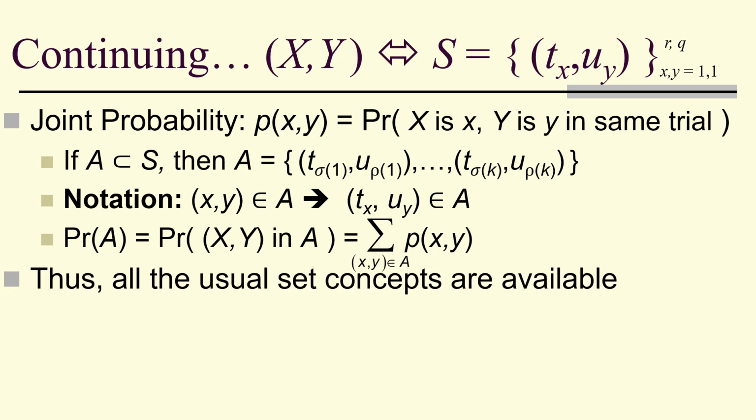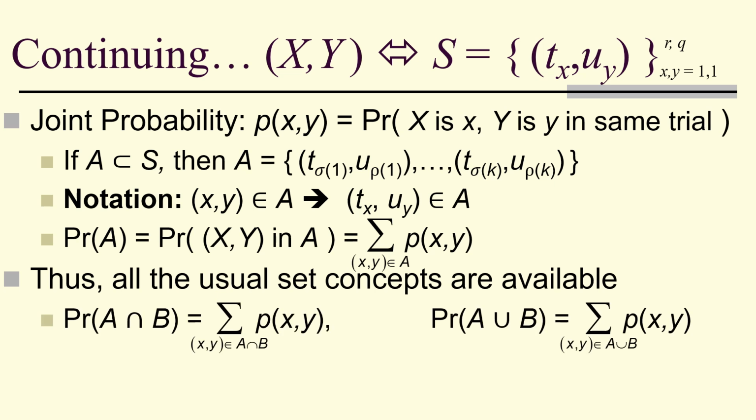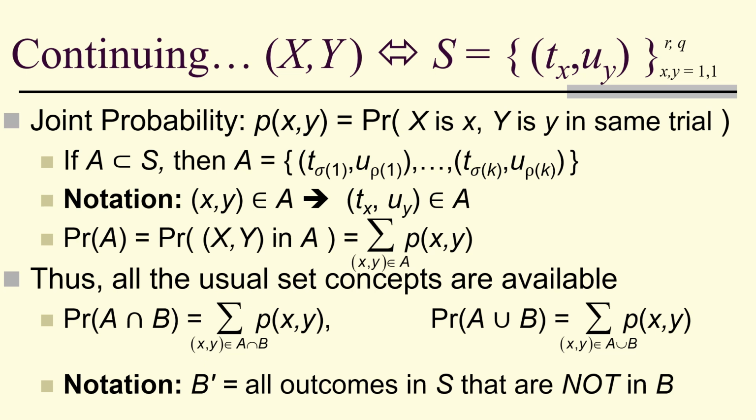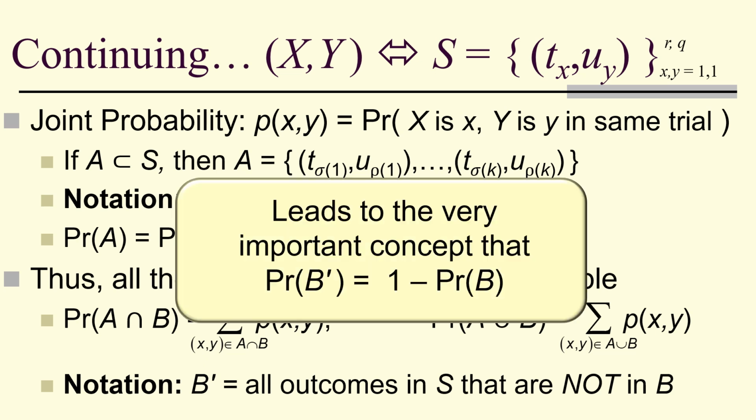So all the usual concepts are available for sets. The probability of A intersect B is the sum over little (x, y) pairs in A intersect B of the joint probability, similarly with the union. B prime is the set of all outcomes in S that are not in B, and we get the very important concept that the probability of B prime is 1 minus the probability of B.